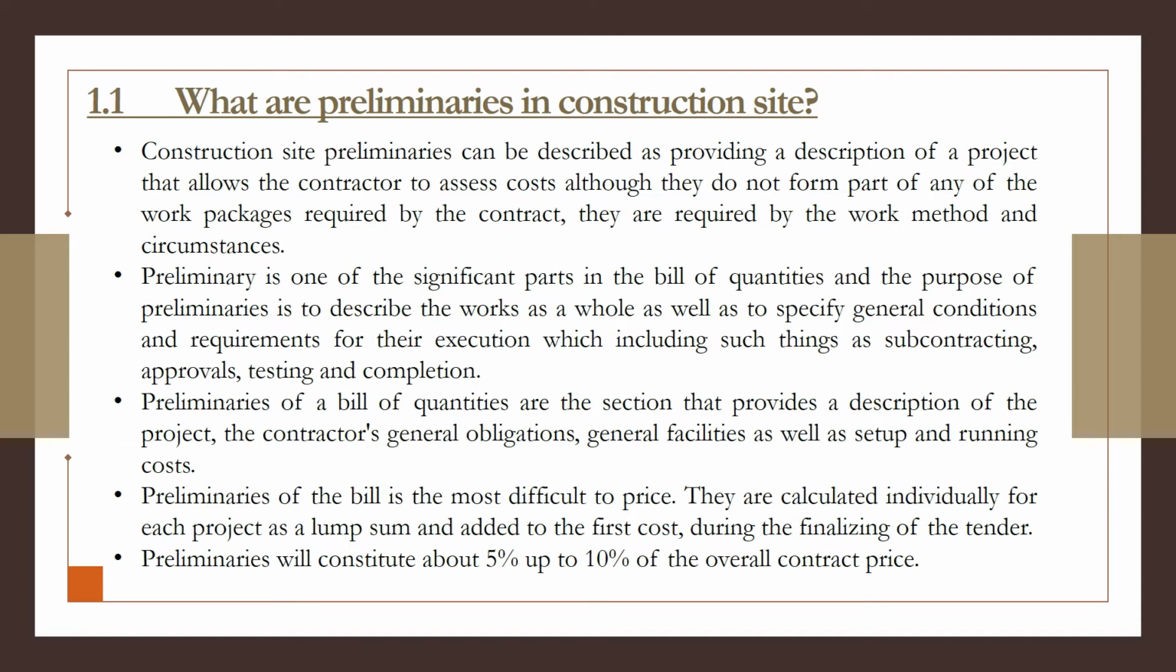Next, preliminaries of a bill of quantities are the section that provides a description of the project, the contractor's general obligation, general facilities, as well as setup and running costs. The bill is the most difficult to price. They are calculated individually for each project as a lump sum and added to the first cost during the finalizing tender. It will constitute about 5% up to 10% of the overall contract price.